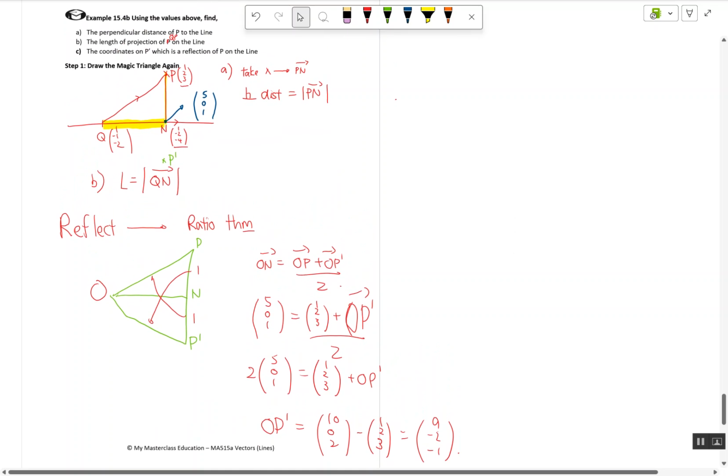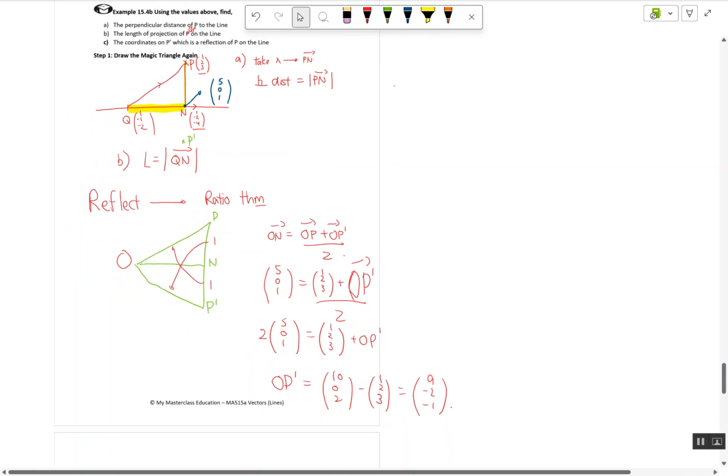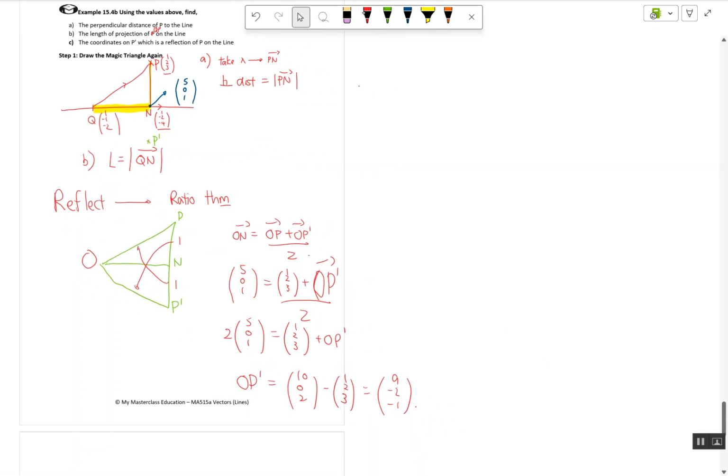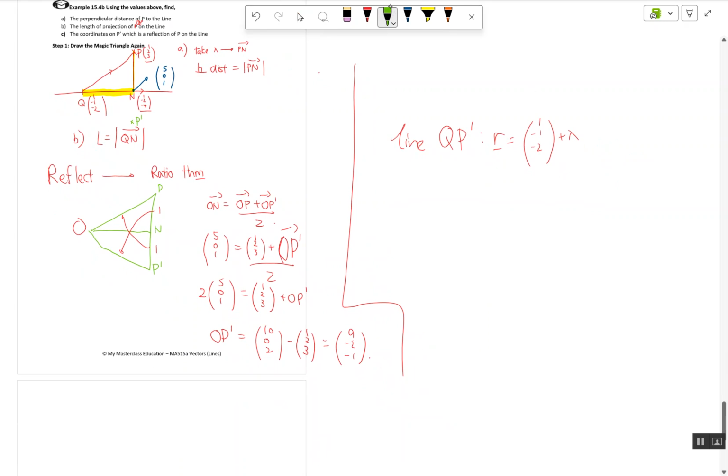Okay, so sometimes the question may say that the line is reflected. So again, if you want to find the Cartesian equation of the line QP prime, I need a point, just use Q. Always have r equals Q, 1, negative 1, negative 2, plus lambda. Now direction. So look over here, you need QP prime.